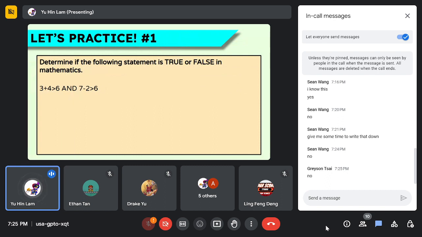So let's try a little practice. Let's see if this statement is true or false. I'll give you guys like 3 minutes to try this. True is equal to 1 and false is equal to 0. So we will just solve this using mathematics and see would this return a true or would this return a false.